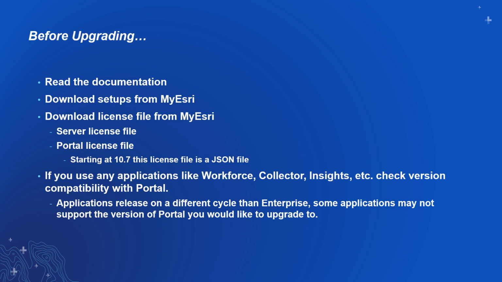So some considerations before performing the upgrade. One of them would be to read the documentation. We have an upgrade Enterprise documentation that lists some prerequisites and some other considerations that it recommends to back up. Then you would also want to download your setup files, installation files from Esri, along with your license files. The Portal for ArcGIS license file starting at 10.7 is a JSON file.